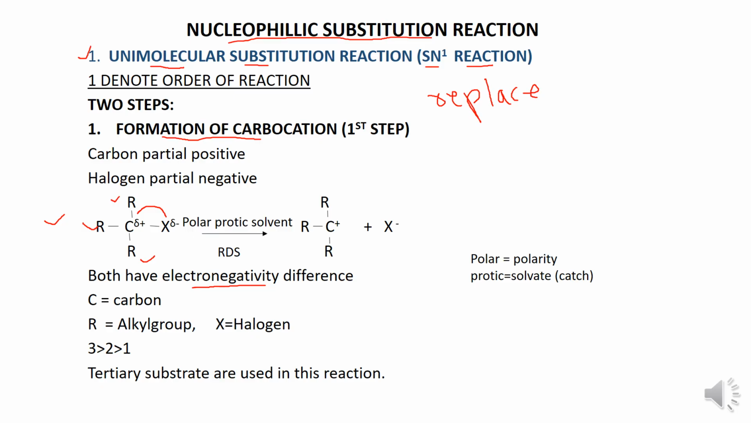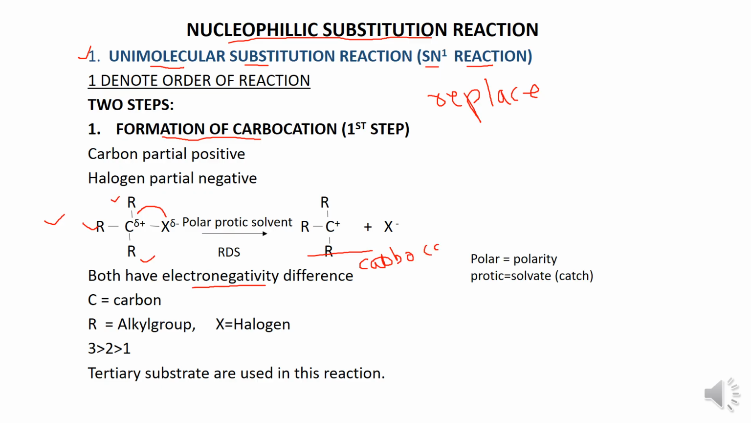Halogen gains the electrons from carbon and will separate, and the product will be carbocation. This product is called carbocation. This reaction occurs in the presence of polar protic solvent.